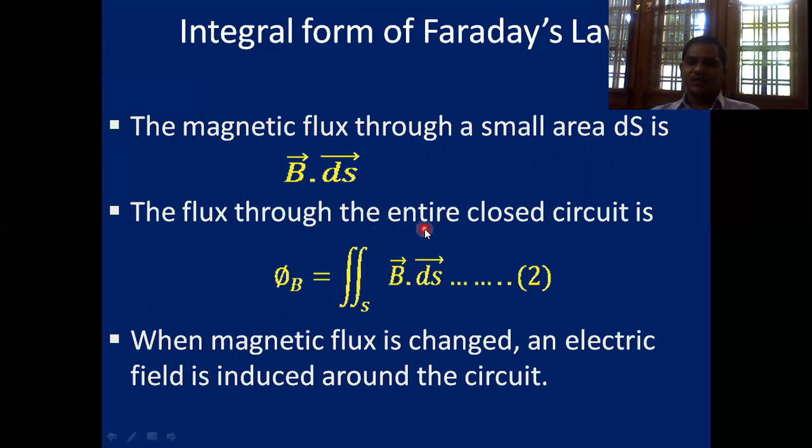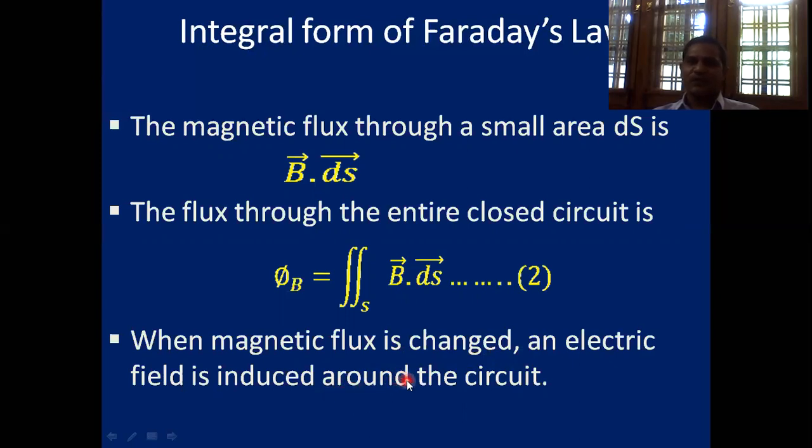Now, the magnetic flux through a small area ds is given by B bar dot ds bar. Therefore, the flux through the entire closed circuit is phi B equal to the surface integral of B bar dot ds bar. This is d phi: d phi equal to B bar dot ds bar, the flux linked with the small area element ds. Then the flux through the entire closed circuit is phi equal to the surface integral of d phi, that is, the surface integral of B bar dot ds bar. Say equation 2.